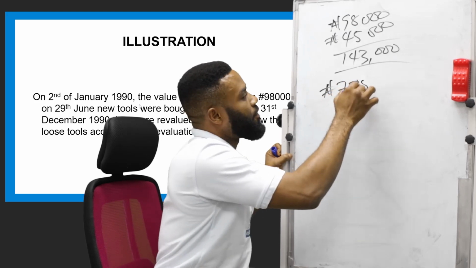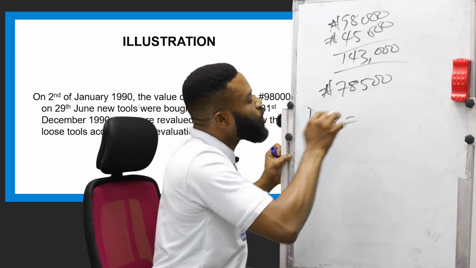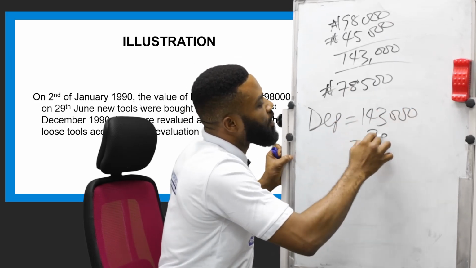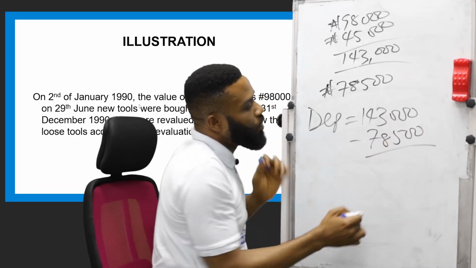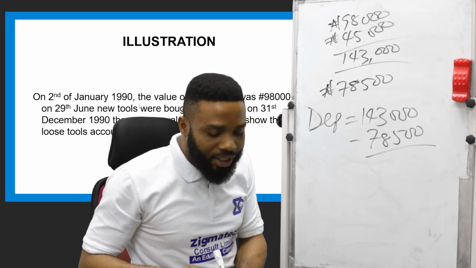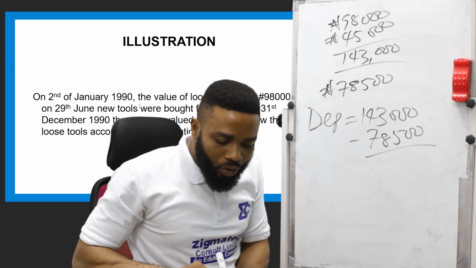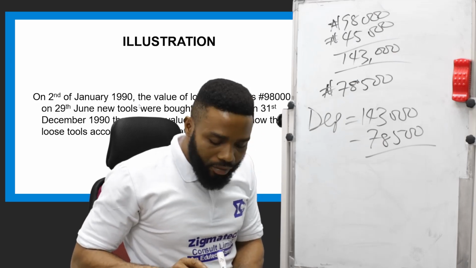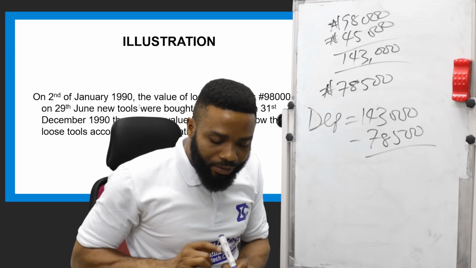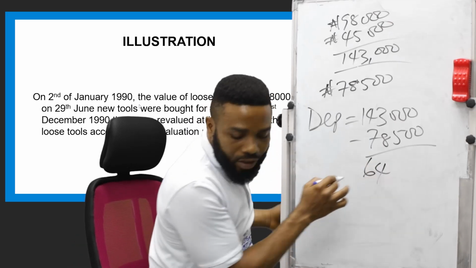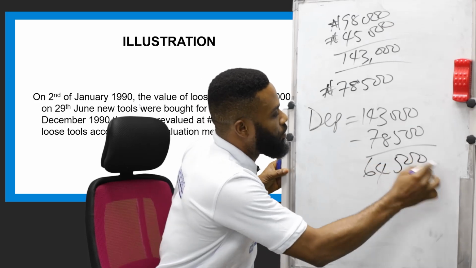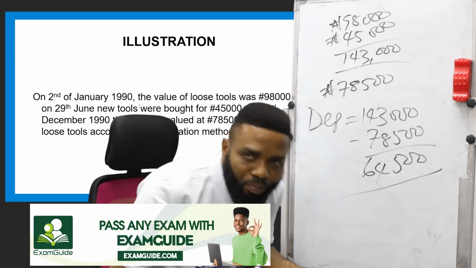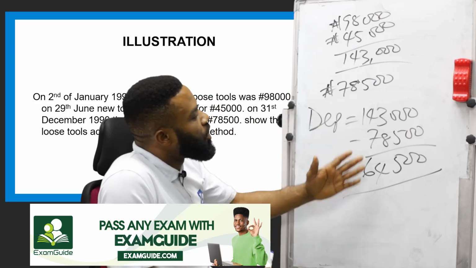So your depreciation right now is going to be equal to 143,000 minus 78,500. Let's look at it together again. 143,000 minus 78,500. The answer is 64,500. So your 64,500 is the depreciation. Very simple.